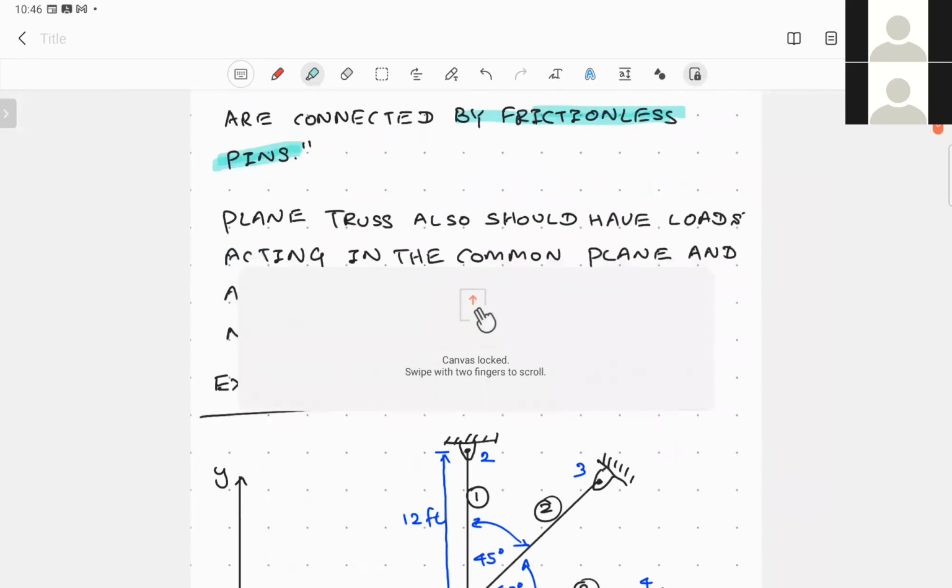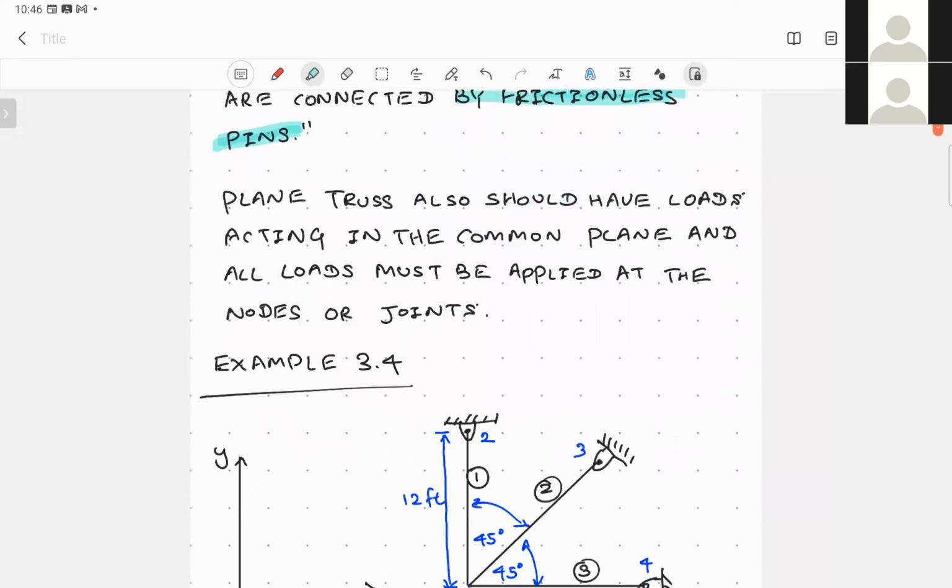We consider that they are subjected to loads acting in the common plane, of course, and all loads must be applied at the nodes or joints, because at the moment we are not considering distributed loads, which we will look at later on. But for the moment, nodal forces are applied at joints or nodes.